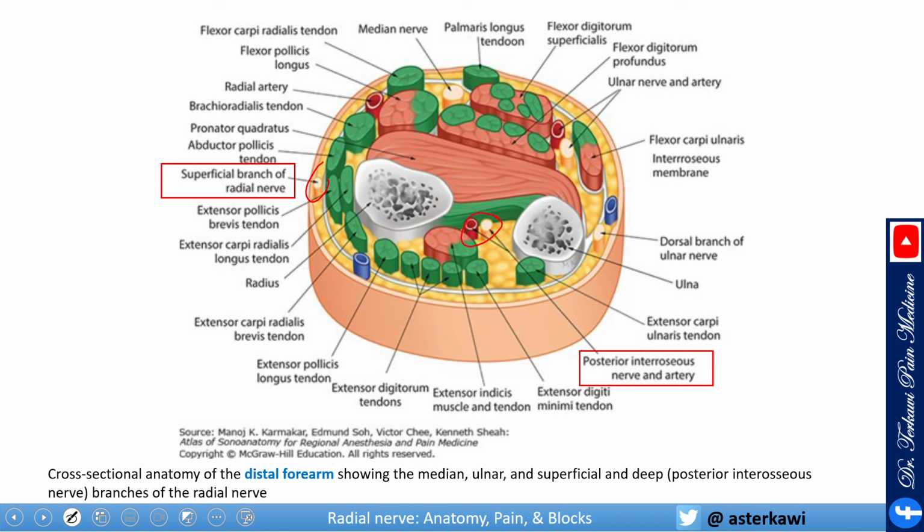and you still see the posterior interosseous nerve running with the artery between the ulna and radius.